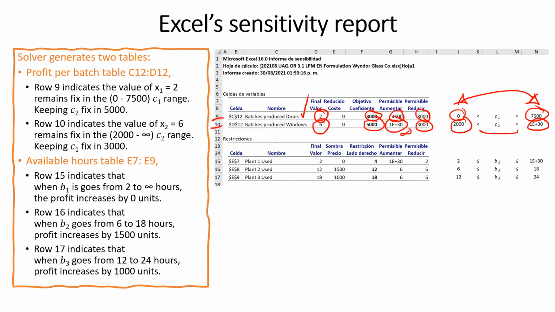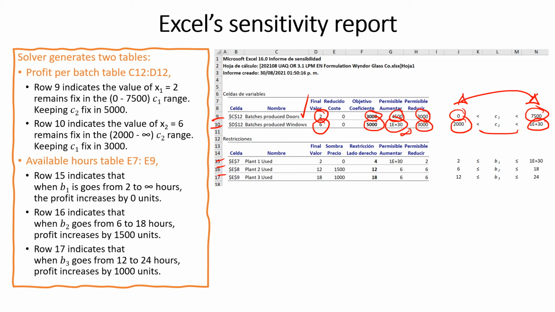Regarding the information that we have here at the bottom, these 3 rows are regarding the value of the available hours. We're going to be doing the same mechanism. It's 4 minus 2, which gives us 2, 12 minus 6 gives us 6, 18 minus 6 gives us 12. And then we have 4 plus infinite, which gives us infinite, 12 plus 6 gives us 18, and 18 plus 6 gives us 24. So how do we understand this information?